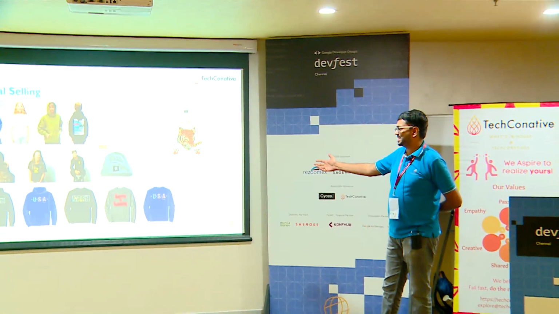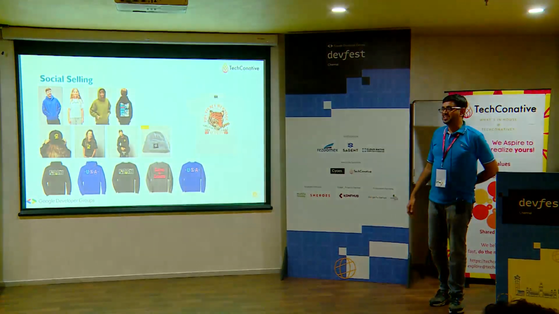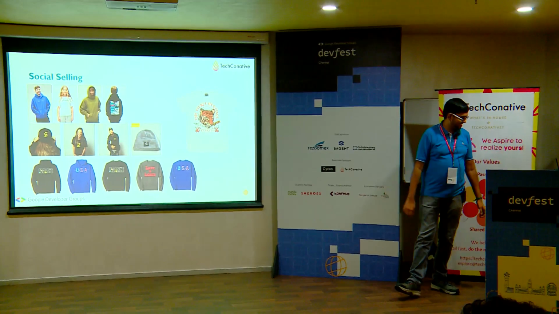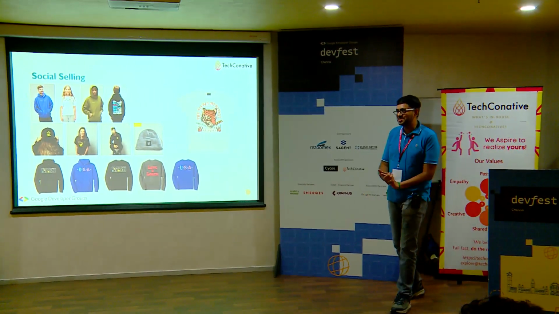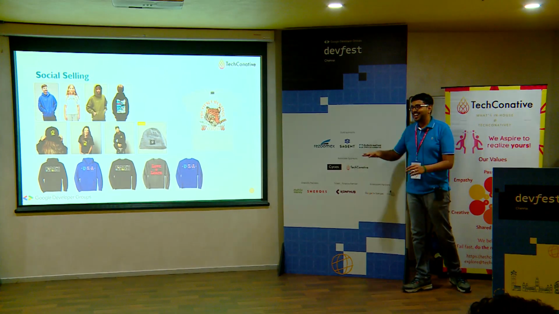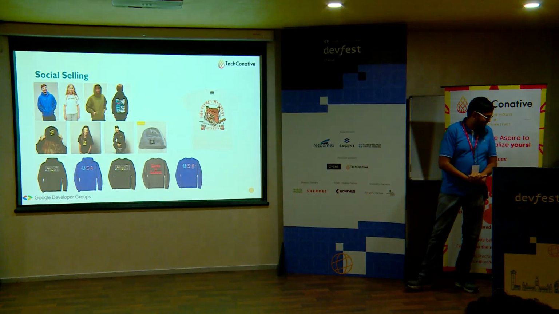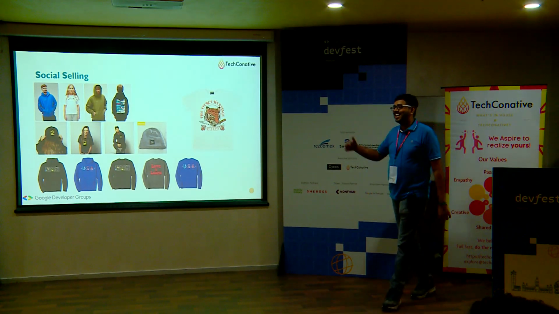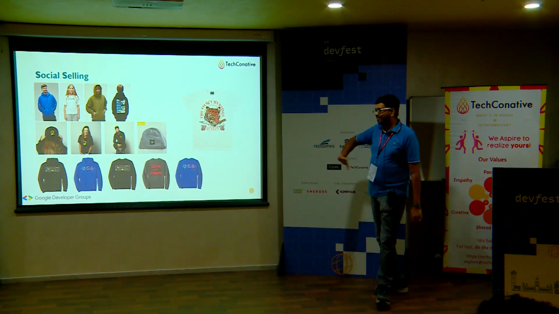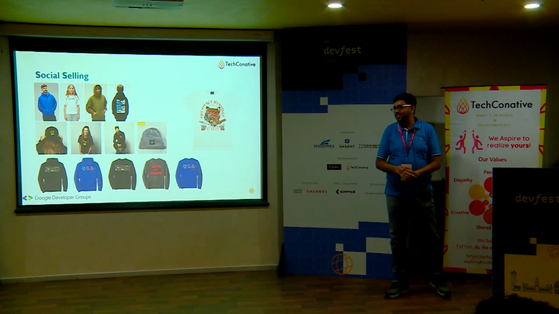Can you name someone? Mr. Beast, everybody knows. Nobody else knows? In fact, when I was searching, other than Mr. Beast, I didn't know anybody else. I happen to know that Zach King and Nash are the other few influencers who are doing social selling quite a lot, and they are very successful.